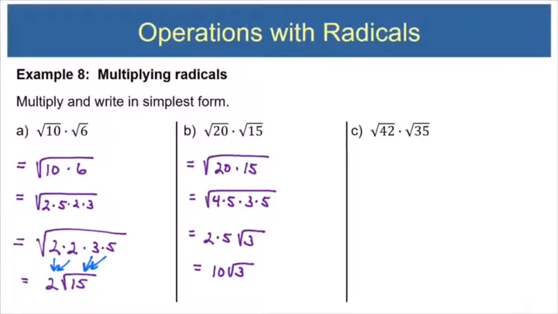So let's write the 42 times 35 all together under one radical, and of course 42 is 6 times 7. And 35 is 7 times 5. And notice that that gives us a pair of 7s here. So the square root of 7 squared is going to be just 7. And under the radical, we'll still have a 6 times a 5. So we'll have square root of 30 there. 6 times 5 is 30. So our final simplified answer here is 7 times the square root of 30.